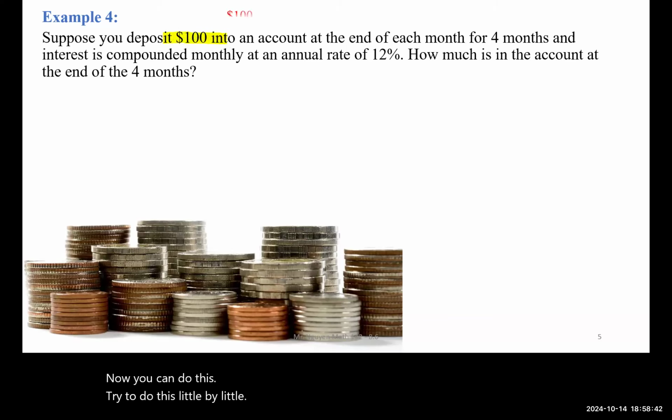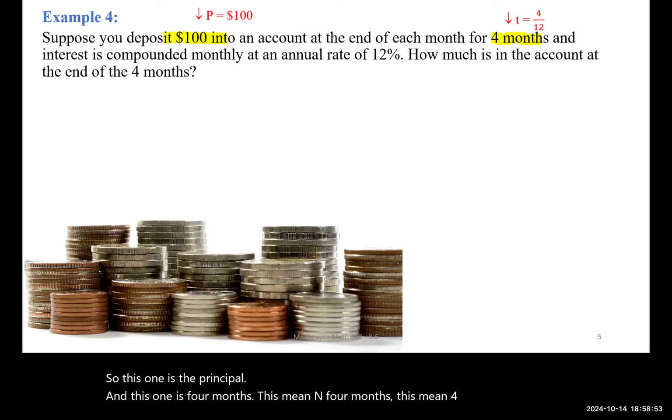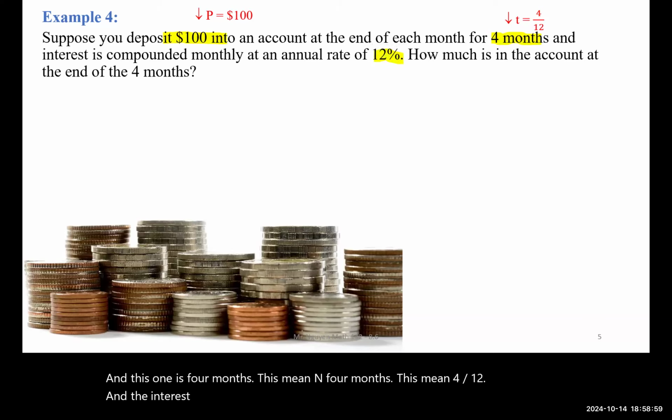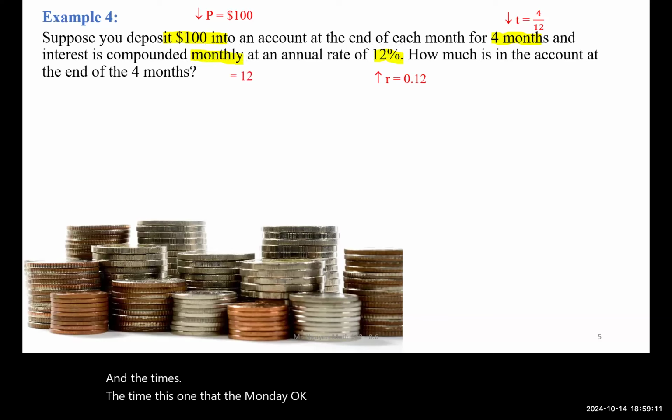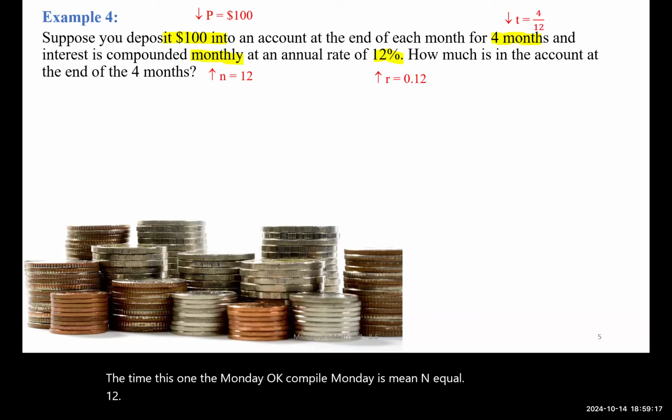This one is the principal, and this one is 4 months. This means t is 4 over 12, and the interest rate is 12%. This one is compounded monthly, which means n equals 12. This one is monthly, but the time is only 4 months. Put it in.